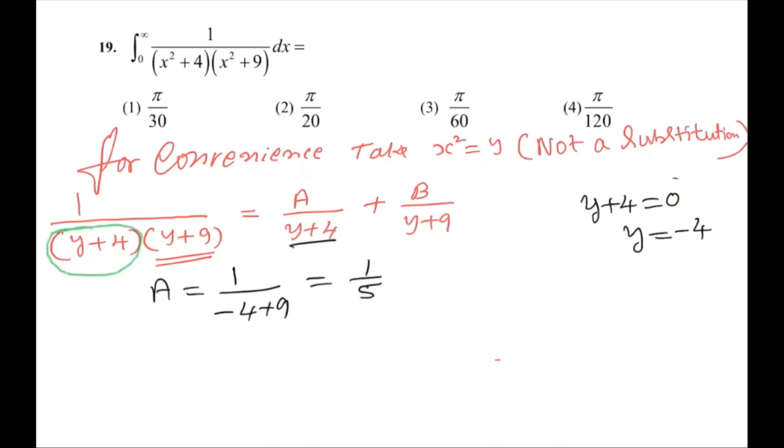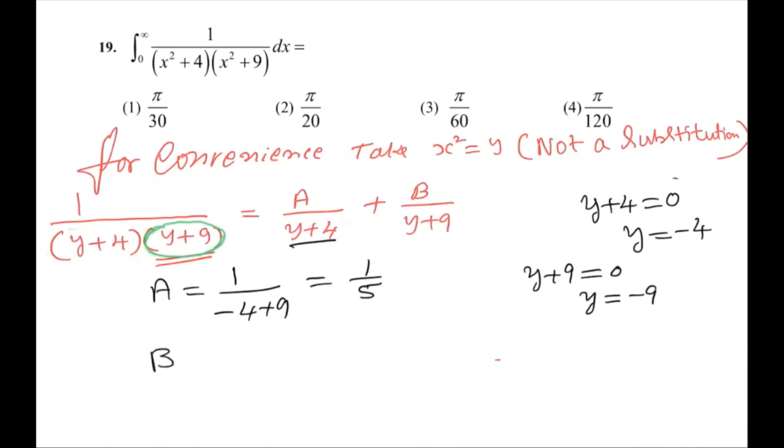In the same way, in order to find the value of b, the denominator of b is y plus 9, equate it to 0, y equal to minus 9. Now in the LHS, take y equal to minus 9, except for this factor. Just ignore this factor because that becomes 0.